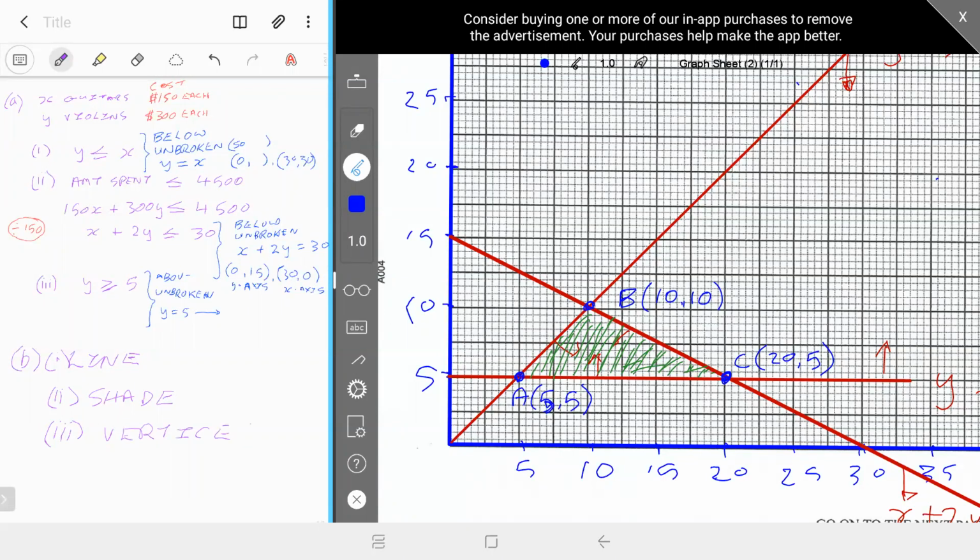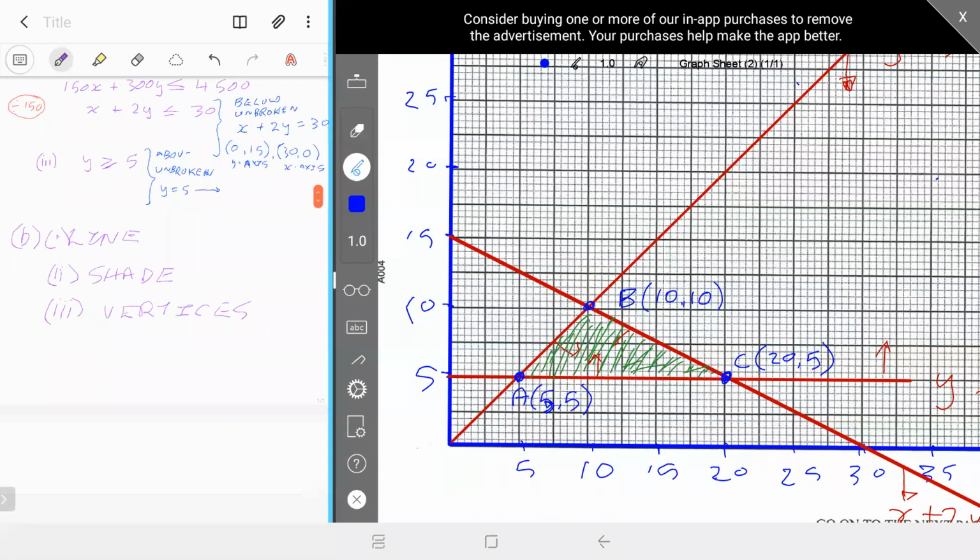The vertices of the region we can write down now. A is 5, 5. B is 10, 10. And C, let's write it here, is 25, 5. So what does that mean? The 5, 5 means you have 5 guitars and 5 violins. At B, you have 10 guitars and 10 violins. And at C, you have 20 guitars and 5 violins. That's what that means.